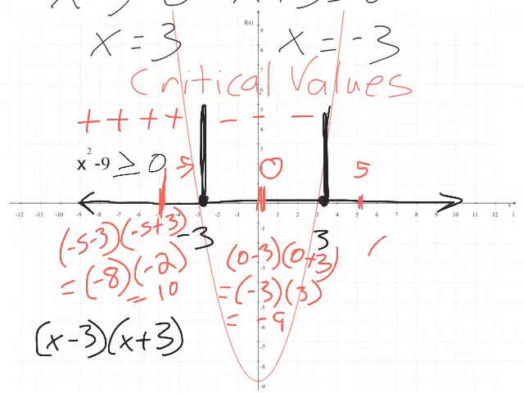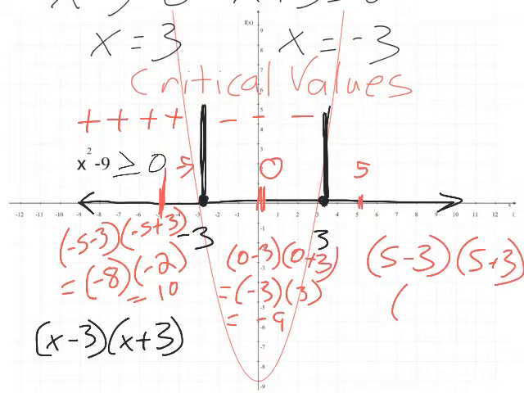Plug in 5, we get 5 minus 3 times 5 plus 3. So I get positive 2 and positive 8. And I messed that up a minute ago. That's actually 16, not 10. I'm so sorry. Hang on one second. Let me see if I can get rid of it. This is going to blank out the grid too, but that'll be okay. I just wasn't thinking.